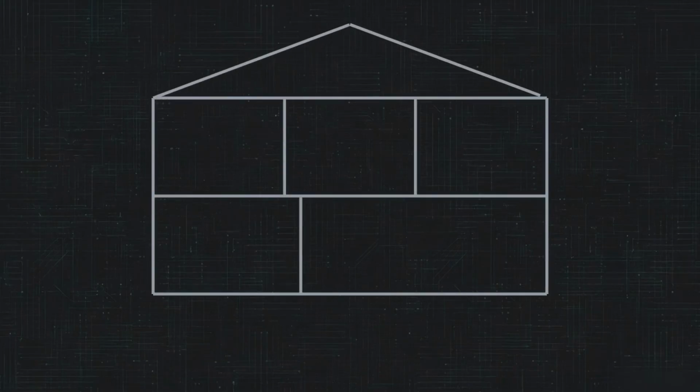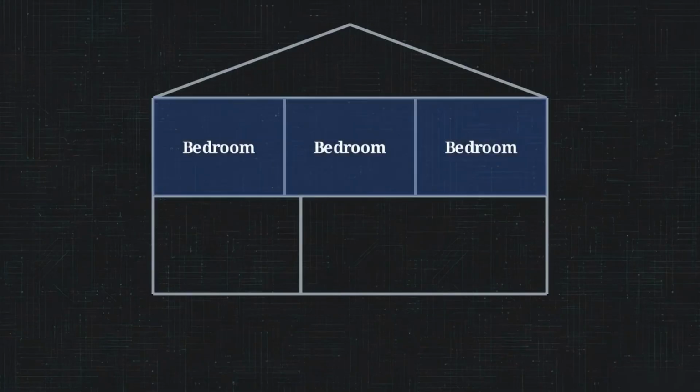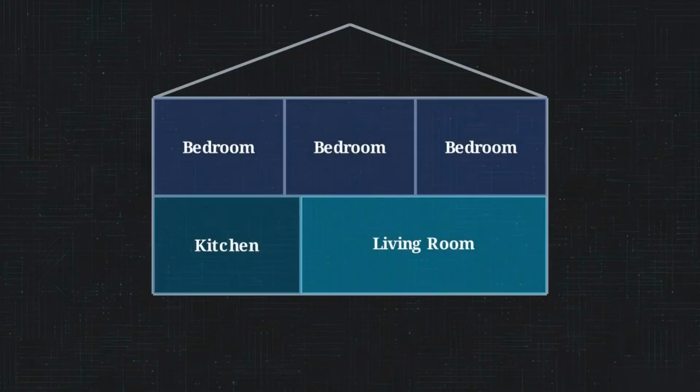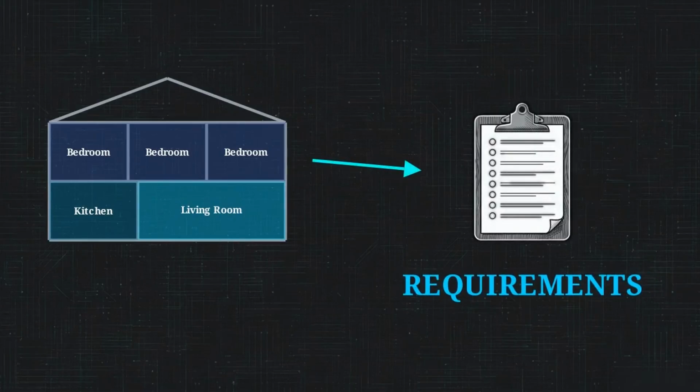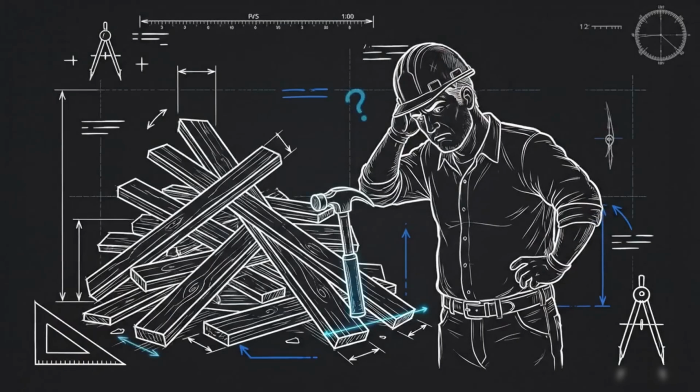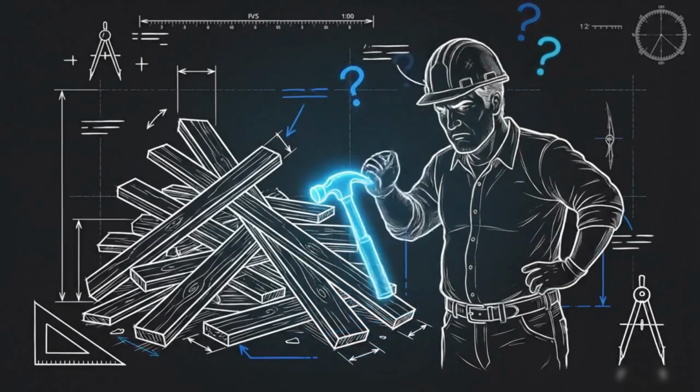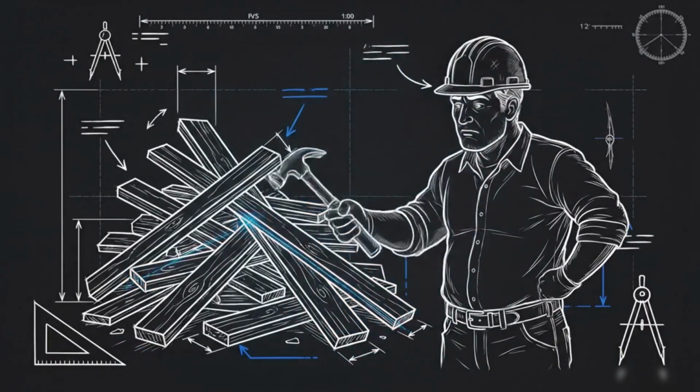Imagine a crew at an empty dirt lot. They start pouring concrete and framing walls without a blueprint. The homeowner says, "I want 3 bedrooms, a kitchen, and a living room." In software, we call this the requirements. But knowing the requirements doesn't mean the crew can just grab their hammers and start smashing wood together.